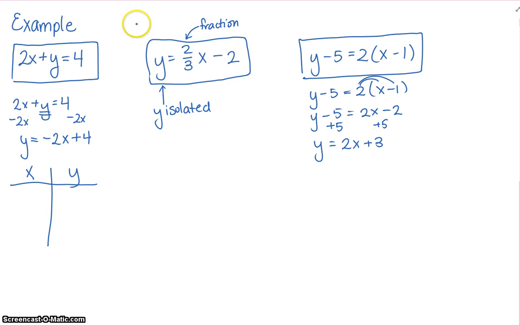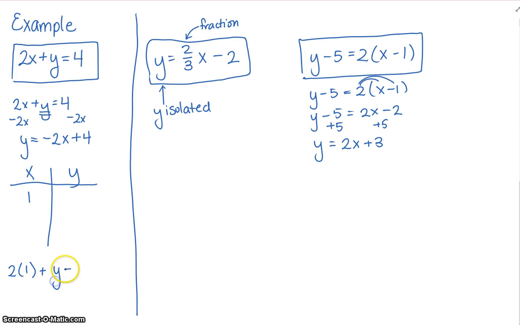If I was to work with this first example here, and I wanted to make a table of values, let's say I just wanted to use a value of x equals 1. Wherever I see an x, you replace it with 1, and then you can solve it. Now I've got 2 plus y is equal to 4. How do you isolate for y? You minus 2, so then you get y is equal to 2.